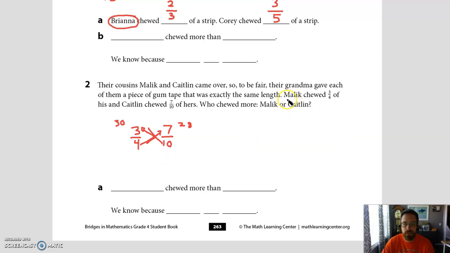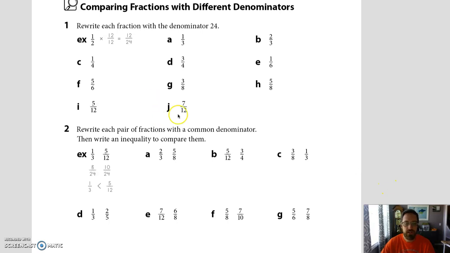So who chewed more? Malik chewed more. How do we know? Because we cross multiplied, and 3/4 is greater than 7/10. So that's an easy way of comparing fractions: by cross multiplying or by making a common denominator. We're just going to do a couple of review problems over here.